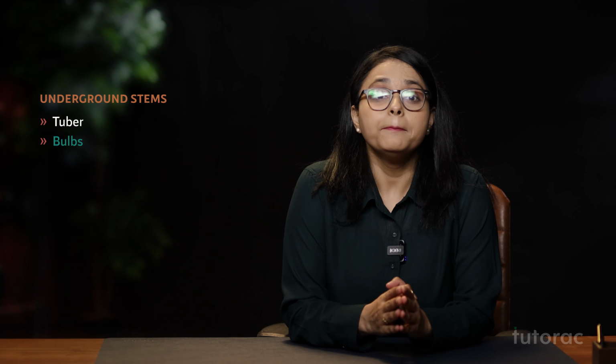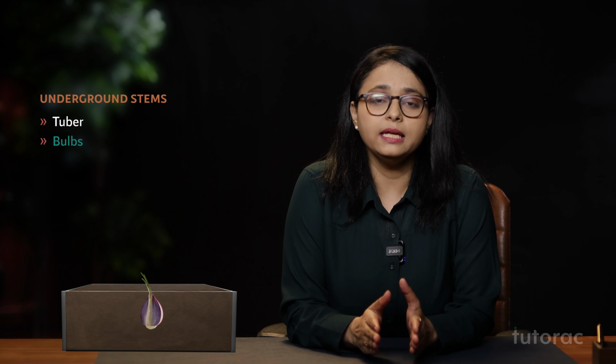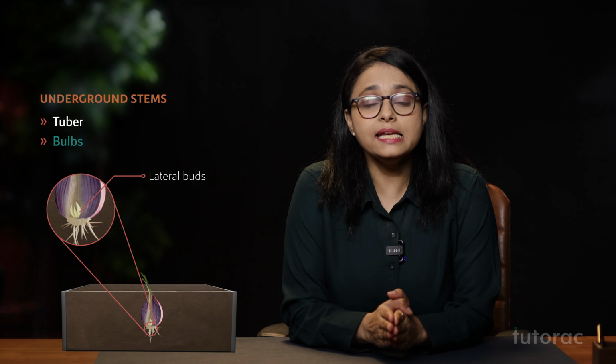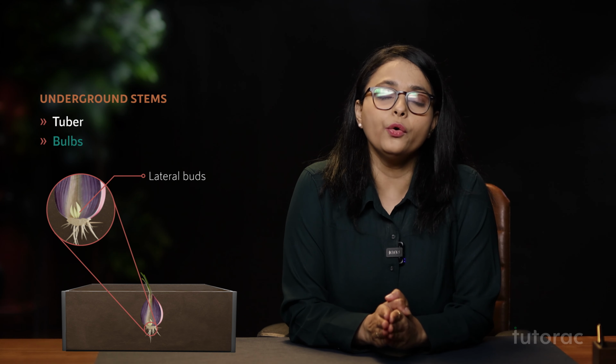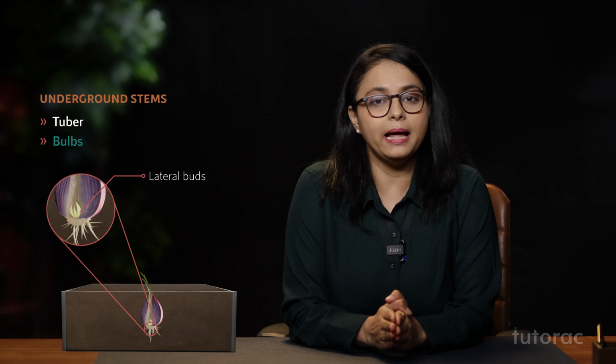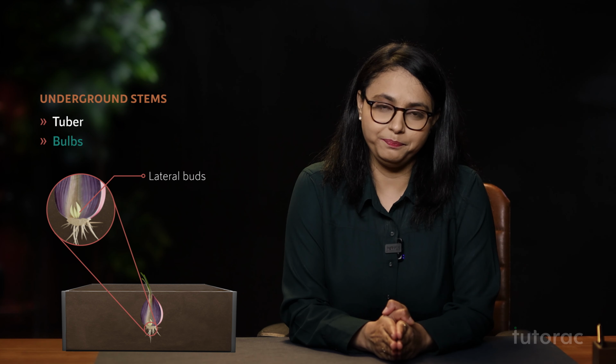Next, we are going to discuss the bulb. Bulbs are condensed shoots, and you can see this in onion, garlic, etc. When you cross-section a bulb, you will see the lateral buds, and these lateral buds eventually grow into a new bulb. So this is how a bulb helps in the propagation of a new plant.